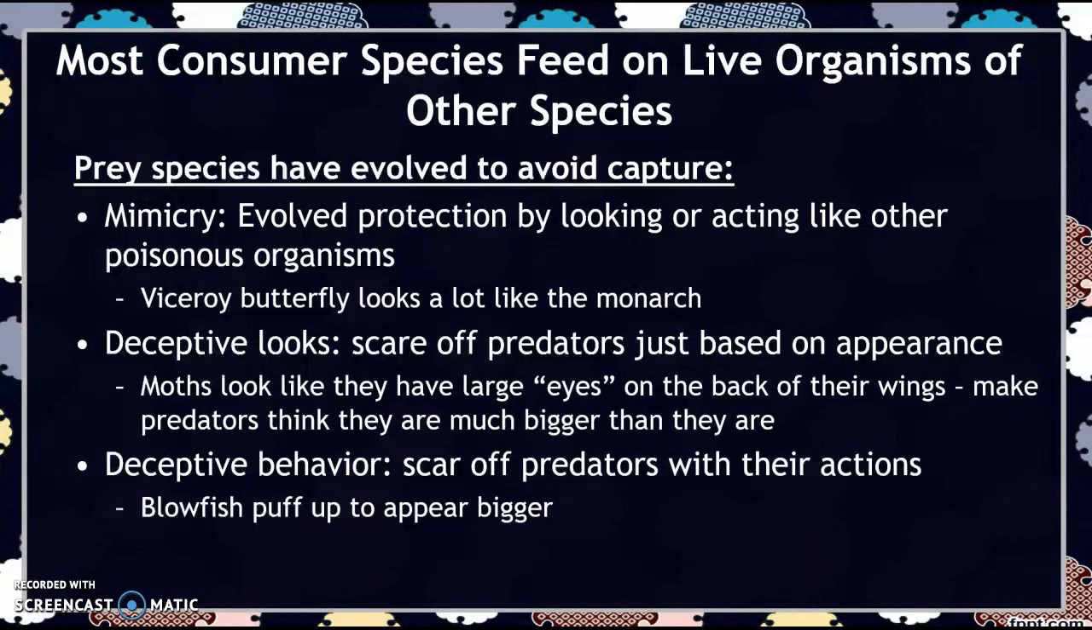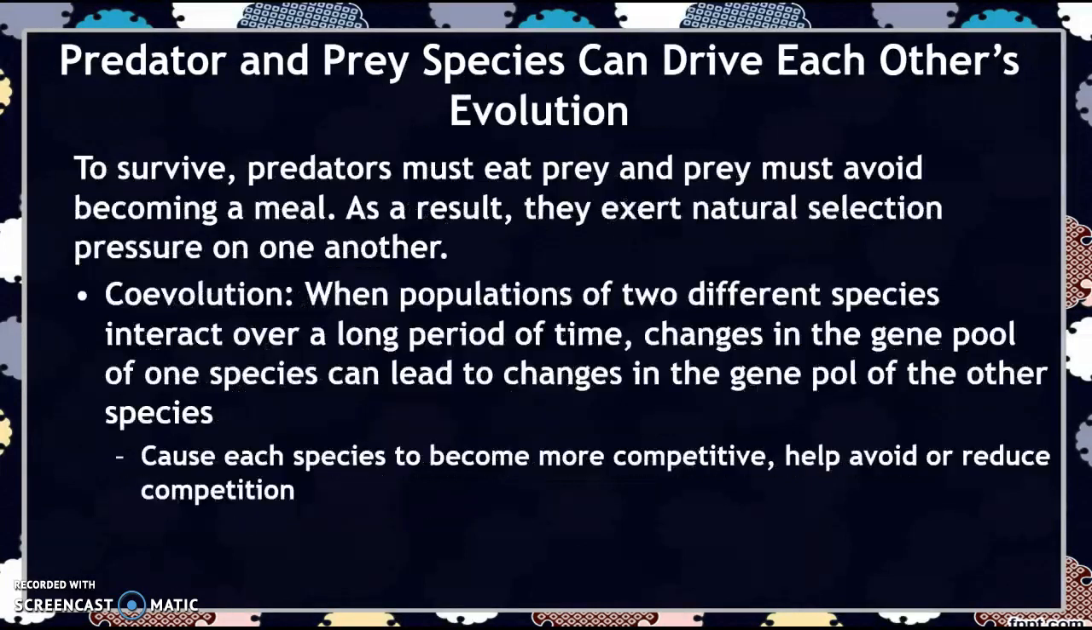So moths look like they have really large eyes on the back of their wings. This makes predators think they're much bigger than they are, and they avoid them. And then there's deceptive behavior, where they scare off predators with their actions. So for example, blowfish puff up to appear bigger to their predators. To survive, predators must eat the prey, and prey must avoid becoming a meal.